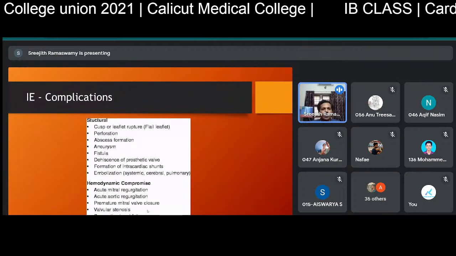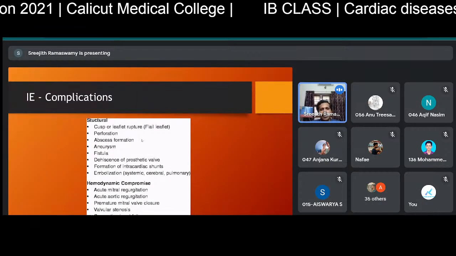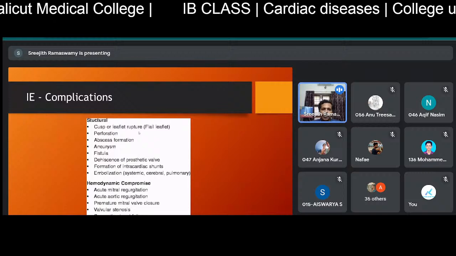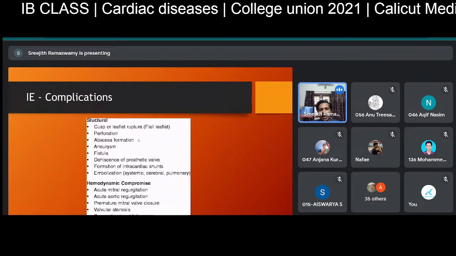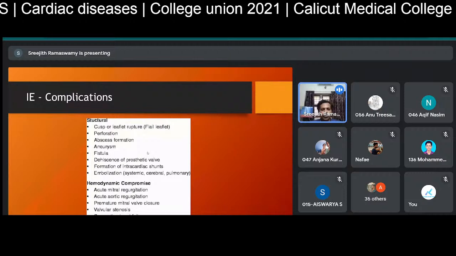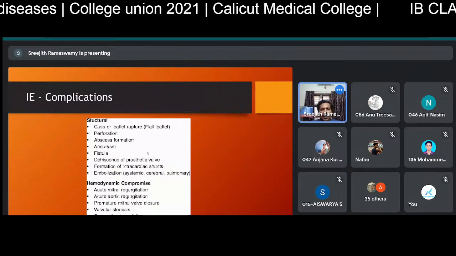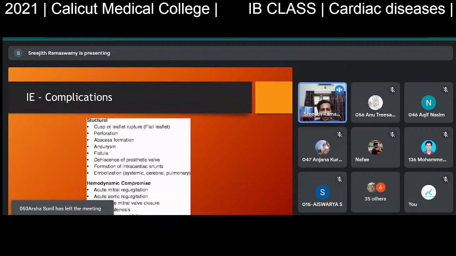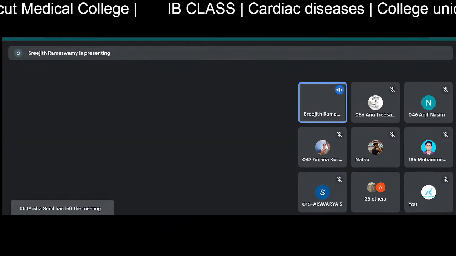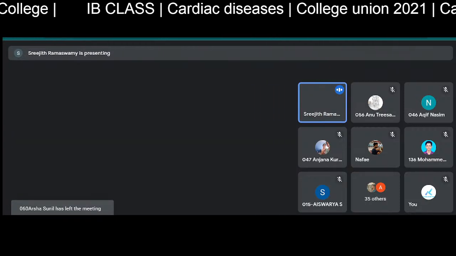And it can produce, as I have described, a lot of complications like the valve leaflet can rupture, it can perforate, abscess formation can happen, aneurysm, fistula, damage to prosthetic valves, embolization, and it can also produce hemodynamic complications like acute MR or acute AR. And the patient may develop cardiac failure also.